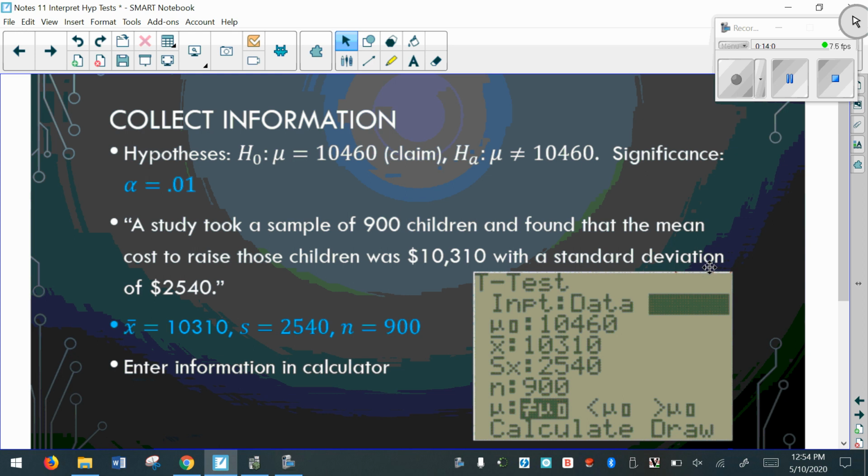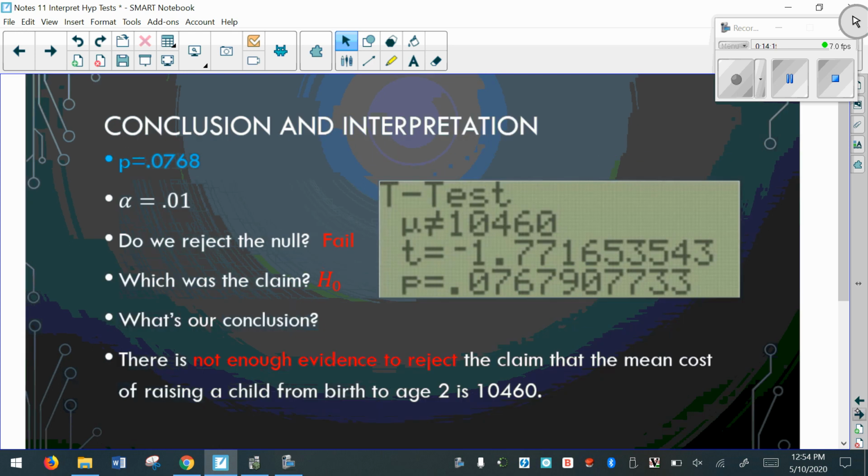So if you've used your calculator and you've typed in everything that you need, once again, this is your alternate. Mu is not equal. So make sure that you correctly push this in your calculator with all your other data numbers entered. Did you get a p-value? 0.0768 if you round to 4 places.